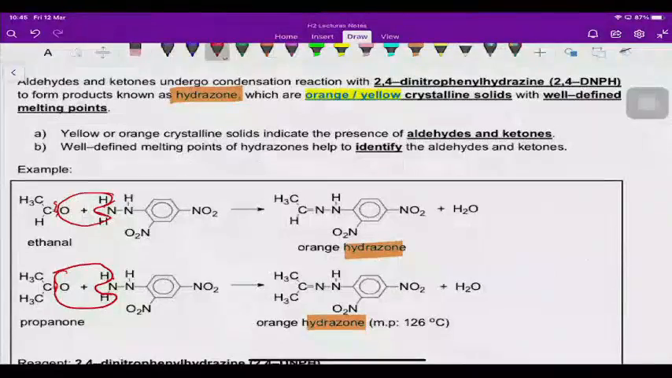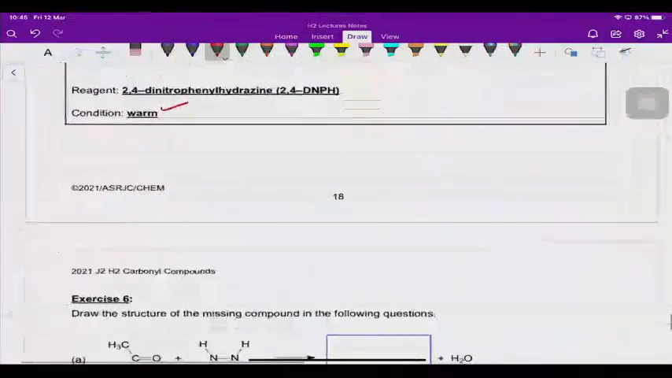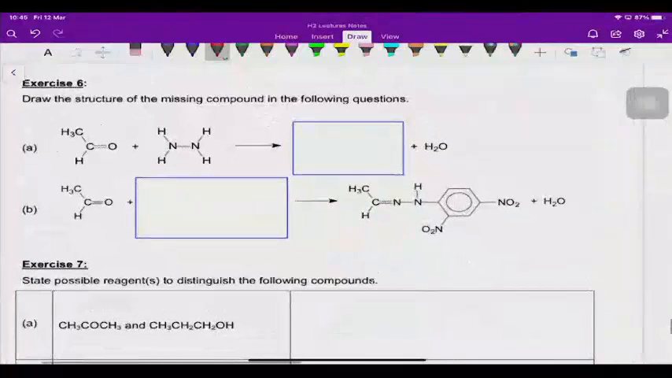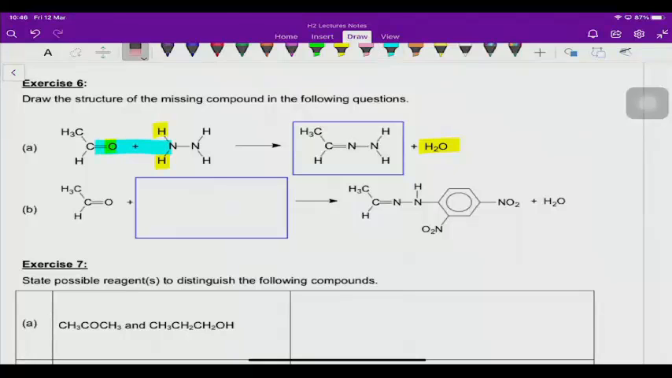So let's practice the last 2 exercises for the next 5 minutes. I think most of you should be able to do. Just quickly draw the structure. I think you know what to do. You take out the H from the hydrazine and the O from the carbonyl compound to form your water, and then you just join up this part here. Just join it up, and you get your structure.